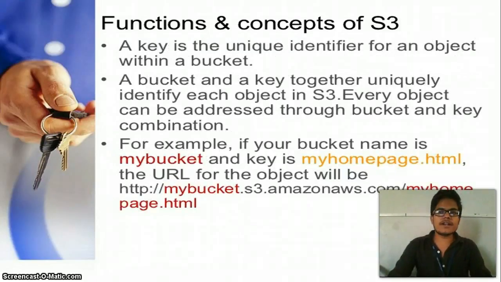A key is a unique identifier for an object within a bucket. So a bucket and a key together uniquely identify an object. If you consider a bucket with several objects, each object will have a key. So if we look for a pair of a bucket and a key together, then it will reach a unique object each. Every object can be addressed through a bucket and key combination.